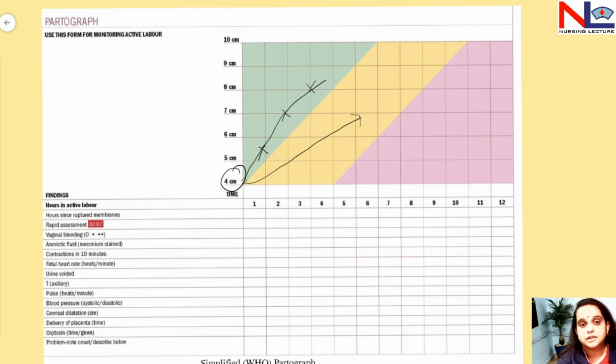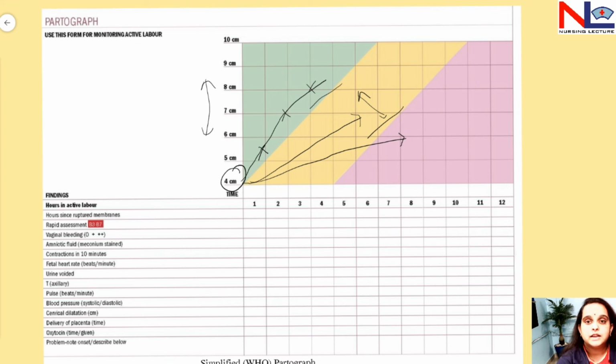And once your plotting goes beyond this amber and goes into the pinkish or reddish colored zone, then you need to take action, as we have seen. This is the alert line, this is the action line, and this is the zone in between the two. So the marking is the same as we have seen in the other two versions, but here you can see the descent of head is not mentioned.